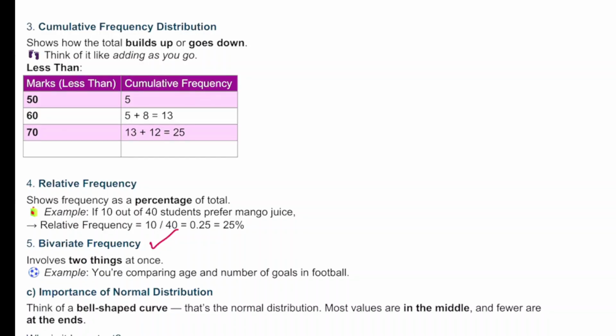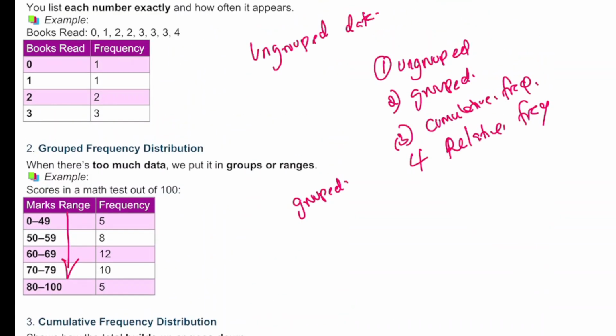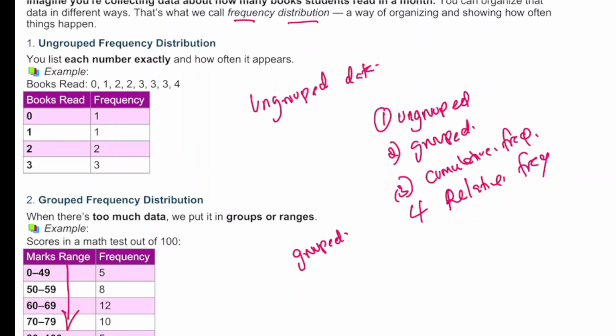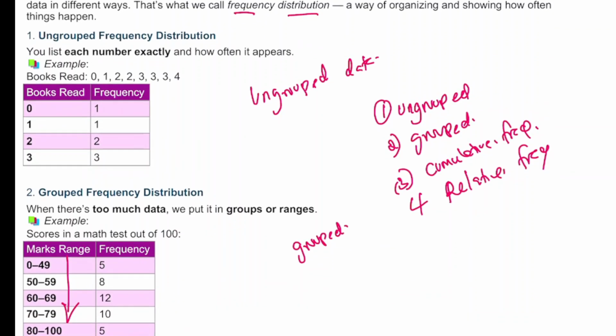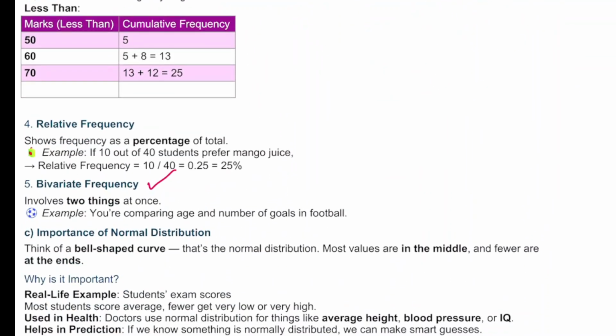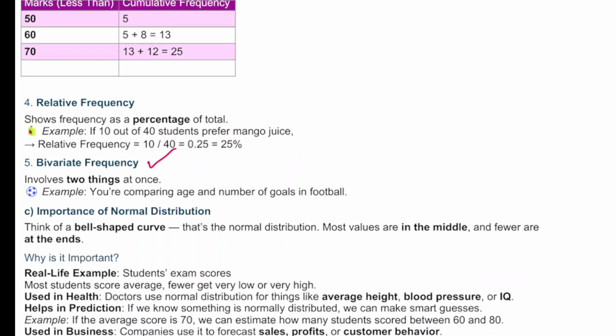So those are examples of frequency distribution: the grouped, ungrouped, cumulative, relative, and bivariate. Those are the five.